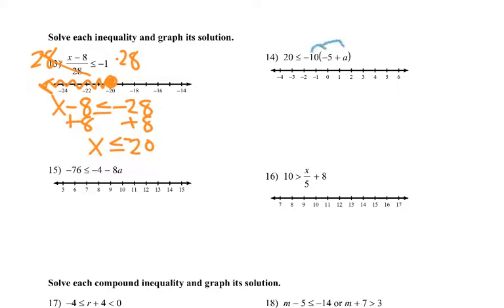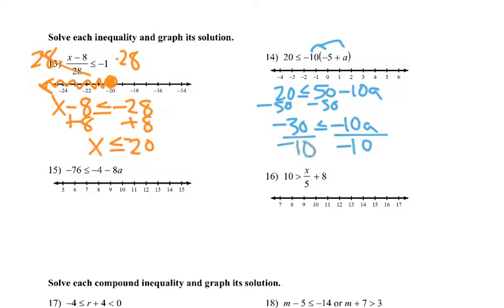14, I can start with distributing. 20 is less than or equal to positive 50 minus 10a. Subtract 50. -30 is less than or equal to -10a. And here's one of the two differences when we're solving inequalities. When I divide here by a negative, that's going to change this -30 to a positive 3, my -10a to a positive a. So that inequality has to be flipped. So 3 is greater than or equal to a. So at 3, draw a filled-in circle. 3 is bigger, the variable is smaller, so I shade to the left.